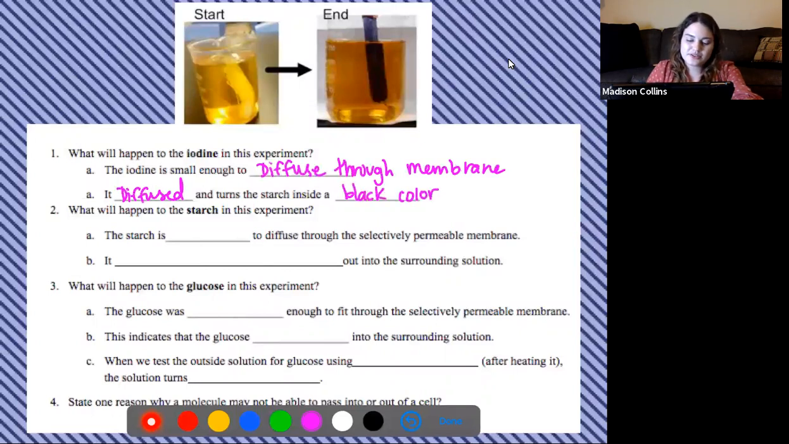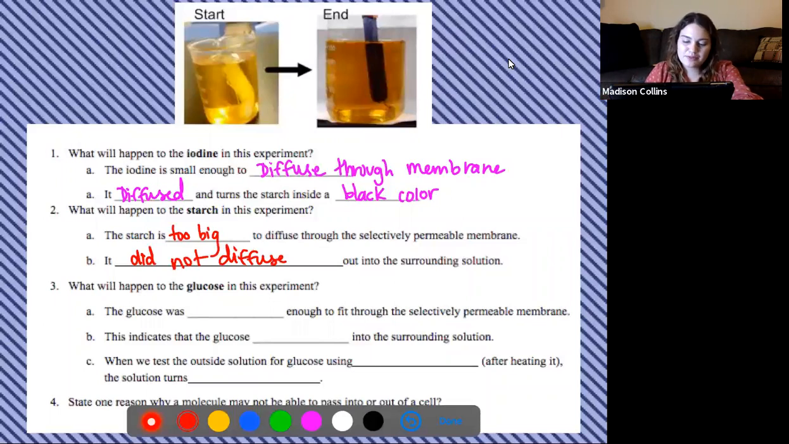All right, what happened to starch in this experiment? Well, starch, remember, he wasn't invited to that party. The starch was too big to diffuse through the selectively permeable membrane. So it did not diffuse out into the surrounding solution.